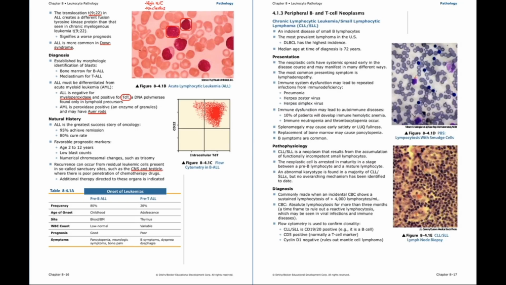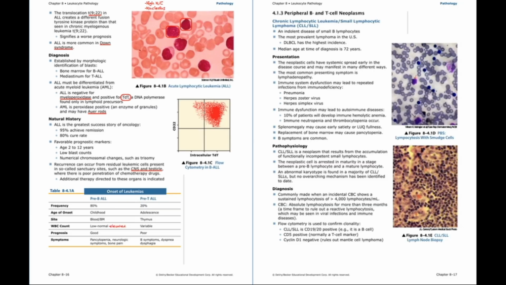So Table 8-4.1a is a nice summary of our pre-B versus pre-T lymphoblastic leukemias. Commonest is going to be pre-B. It's the commonest childhood malignancy. Remember, it starts in the bone marrow and spreads out into the blood. Remember that the white count can vary widely, from low due to neutropenia, to normal, to elevated if there's a high blast count.